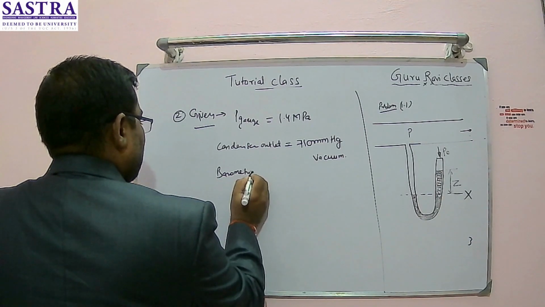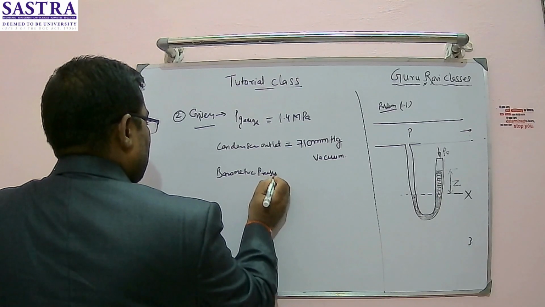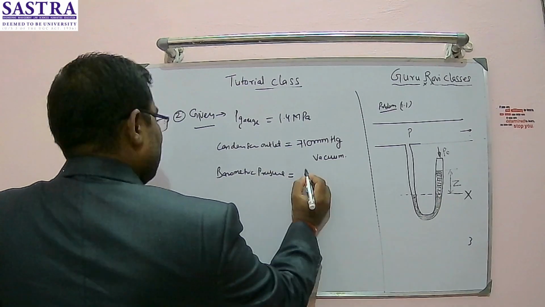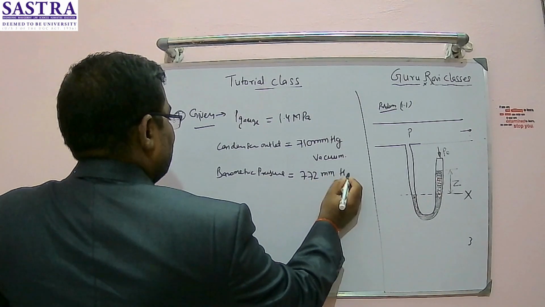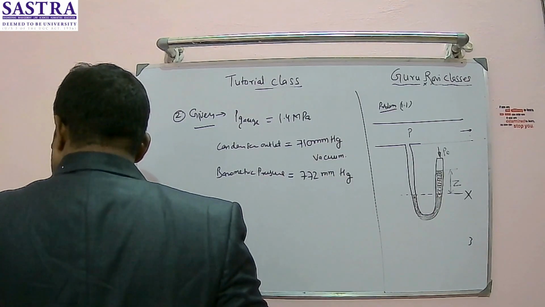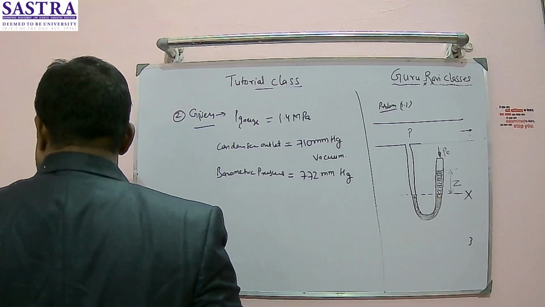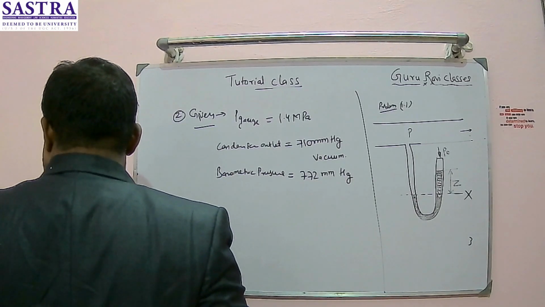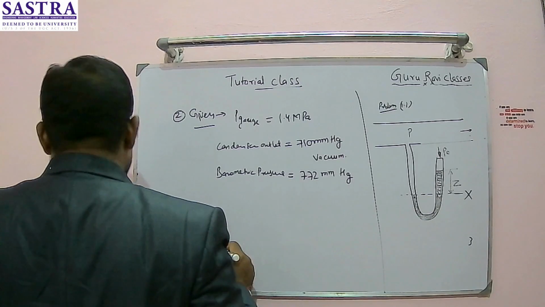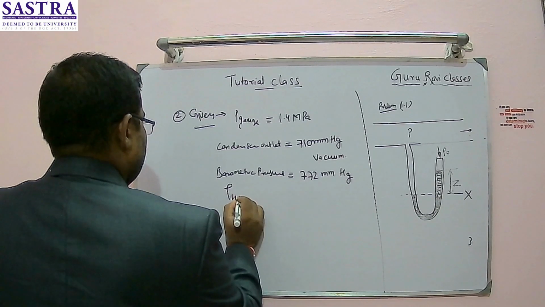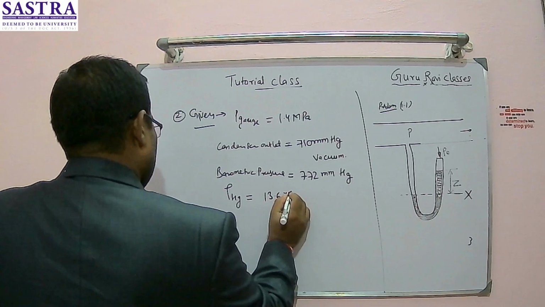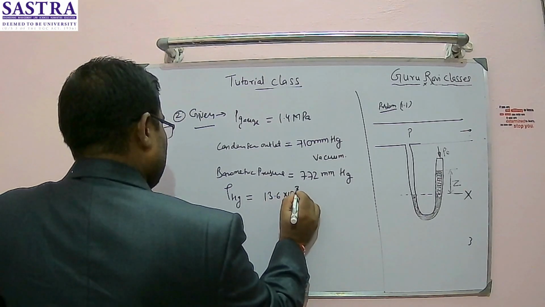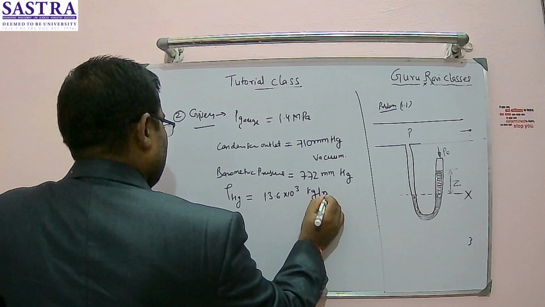Barometric pressure is mentioned as 772 mm Hg. Alright. Express the inlet and exhaust steam pressures in Pascal absolute. Take the density of mercury as 13.6 × 10 to the power 3 kilogram per meter cube.